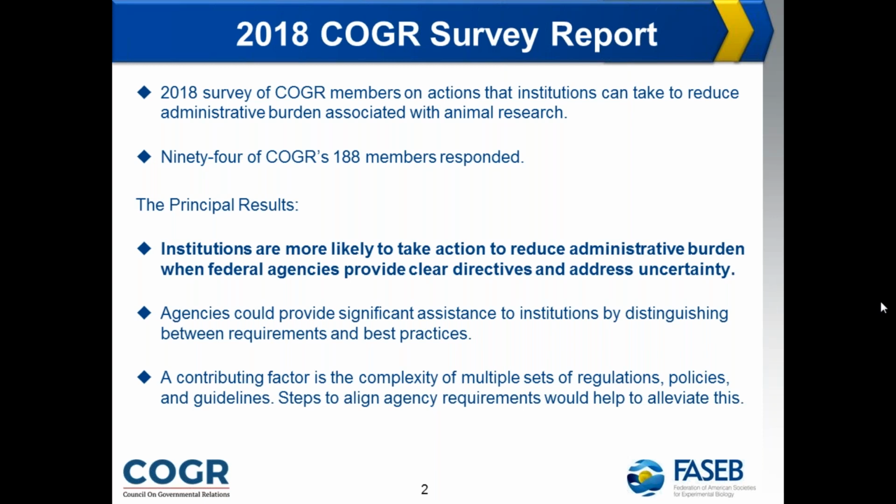And I'd also like to point out that the agencies, I think, have been working hard in recent years to work with the scientific community to help reduce burden. So we're making progress. The final observation was that a contributing factor is the complexity of the multiple sets of regulations and policies and guidelines that we all have to deal with. And again, the agencies have taken steps to help us align these requirements so that they're more similar between agencies. And we expect more to come on this particular issue.